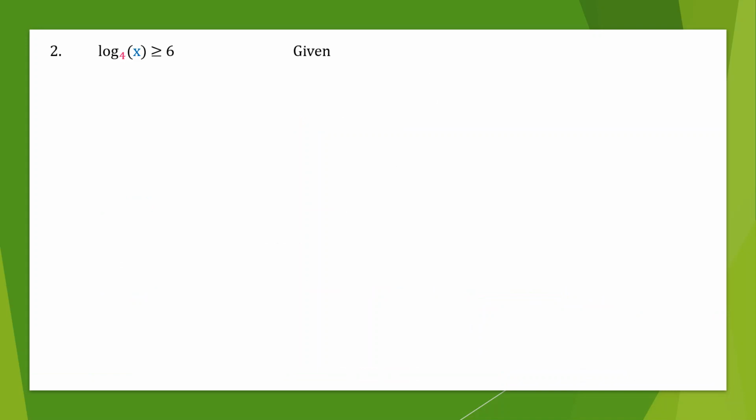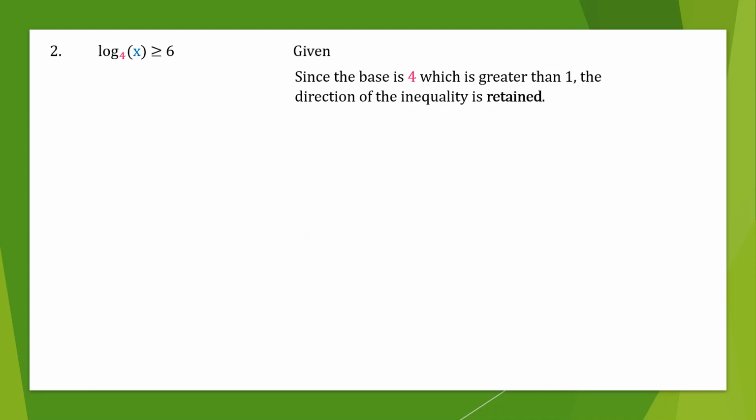Number 2. Logarithm base 4 of x is greater than or equal to 6. Since the base is 4, which is greater than 1, the direction of the inequality is retained. For the boundary, we have x is greater than 0.